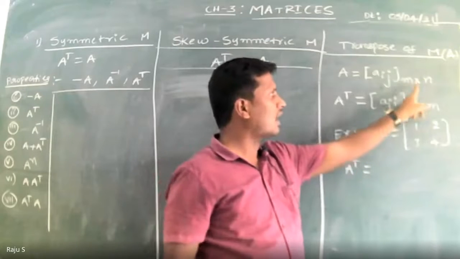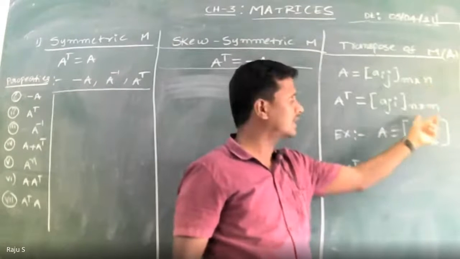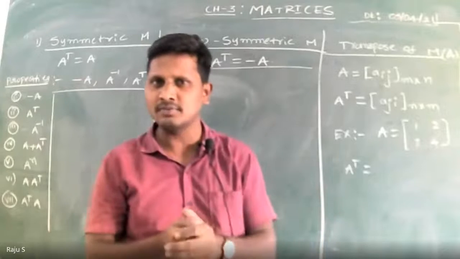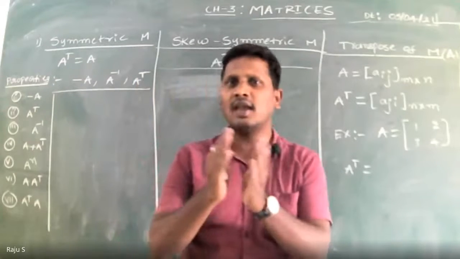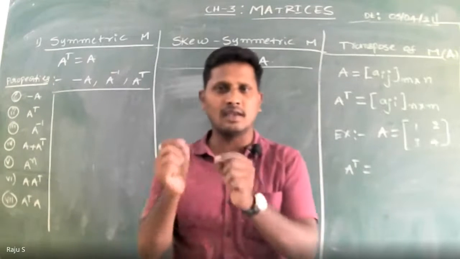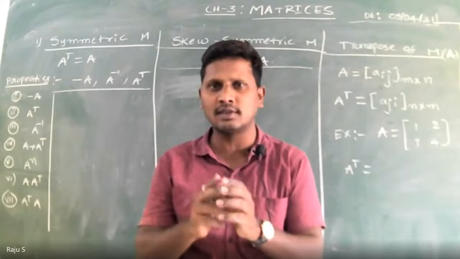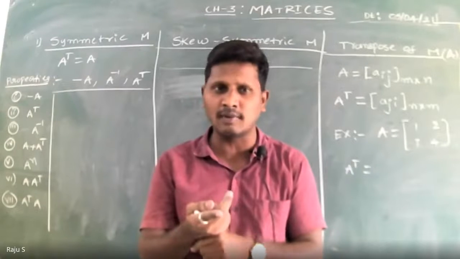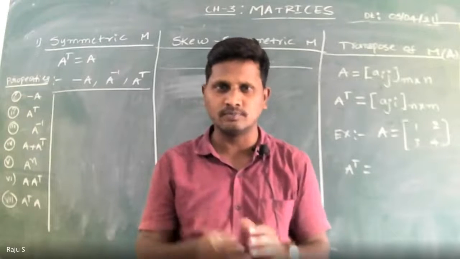Okay, so what is the order? m by n becomes n by m. Nothing but if A is a given matrix of order 2 by 3, then what is the A transpose matrix? 3 by 2. 3 by 2, right?